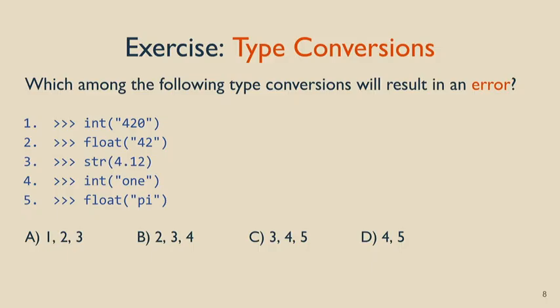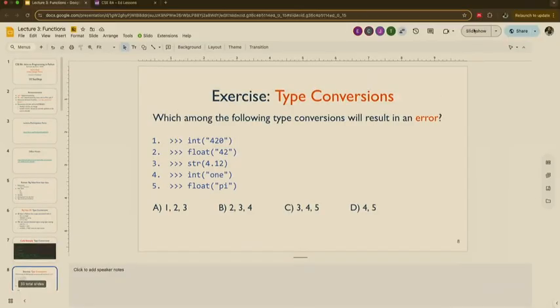Okay. Why not 1, 2, and 3? Why wouldn't those give us errors? Like they're all numbers. The first 2, they're both numbers, and then the third one, like anything can be turned into a string. Anything so far can be turned into a string. I won't just say that everything will be turned into a string. But everything so far that we've seen could be turned into a string.